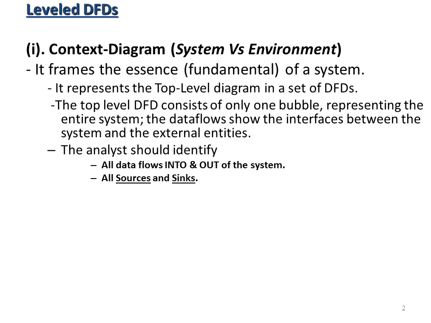In this context diagram, we need to show all the data flows into and out of the system, and all sources and sinks. The sources here mean the provider of the data, and the sinks mean the recipient of the data.